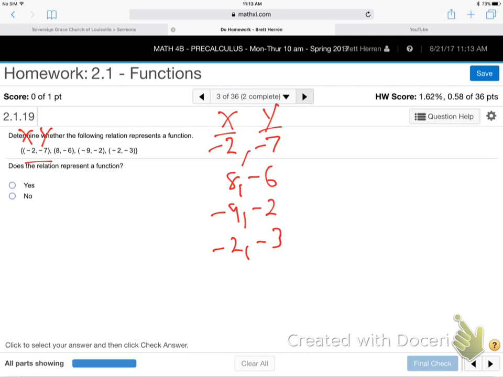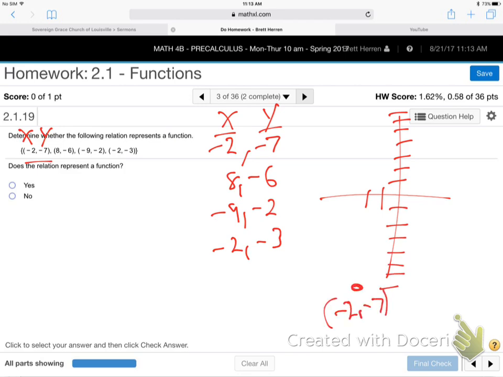A point on a graph, a dot on a graph. Like if I go back 7, down 7. So this dot right here. A dot on a graph has two numbers. It shows a connection between an x number and a y number. It's a relationship, isn't it?